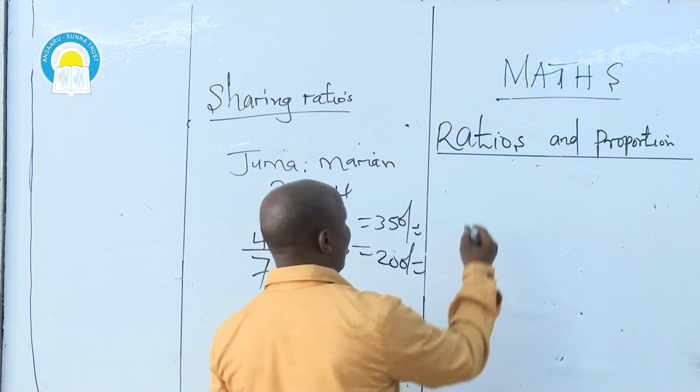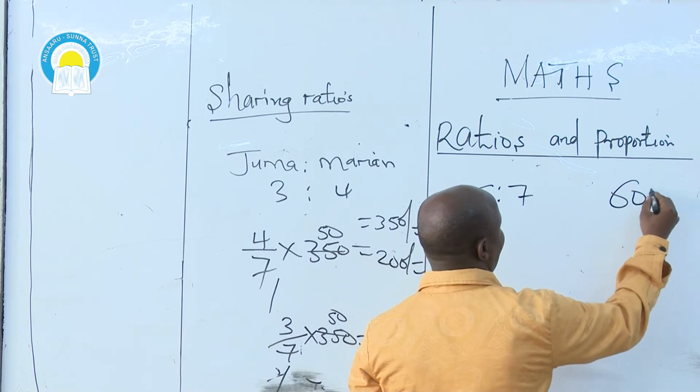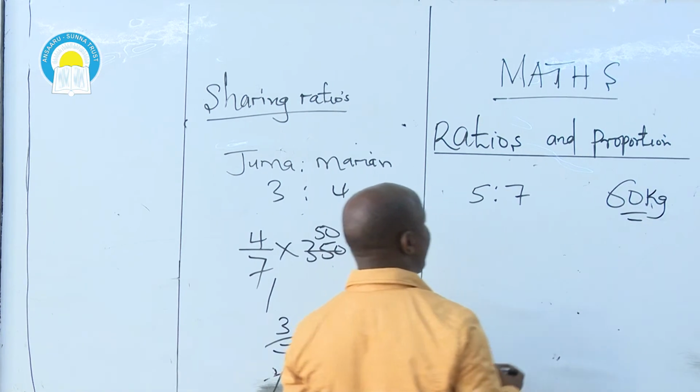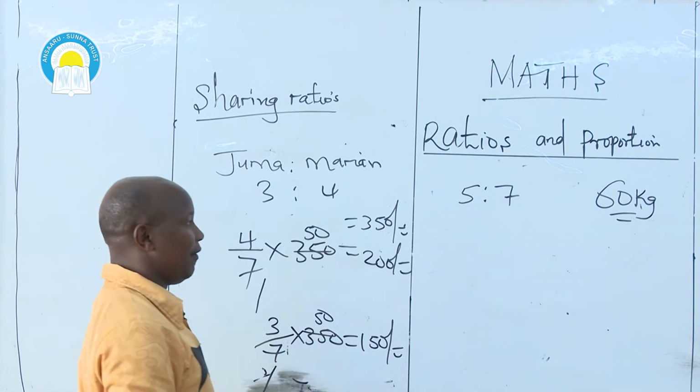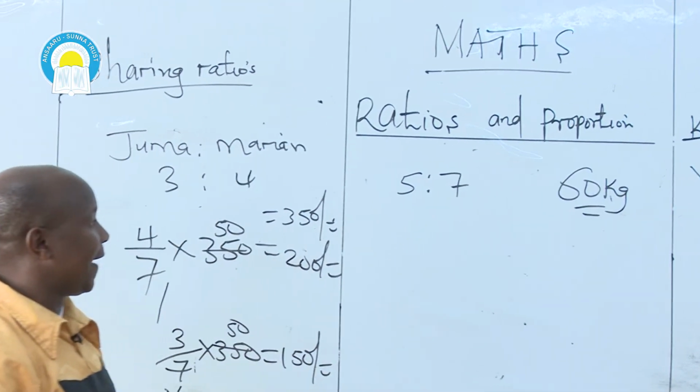They are now sharing in the ratio 5:7. They are sharing 60 kilograms of unga in the ratio 5:7. How much did the first person get?